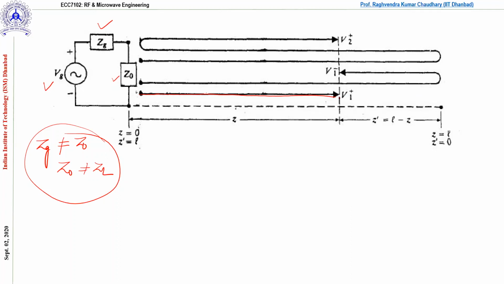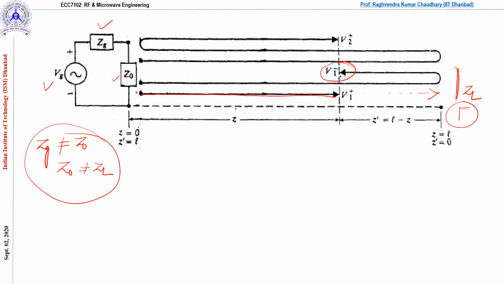This is just a V1 plus, they put it here. It will keep going on, and here there is a load, ZL. When it hits the load, it will experience what? Gamma. What is gamma? ZL minus Z0 over ZL plus Z0, correct? So due to that, there will be some reflected wave, and we call this reflected wave V1 minus.